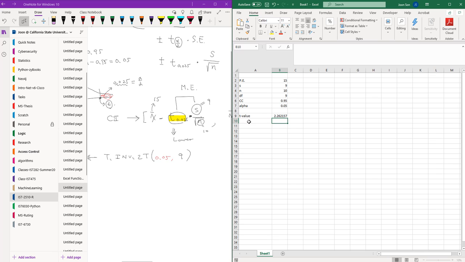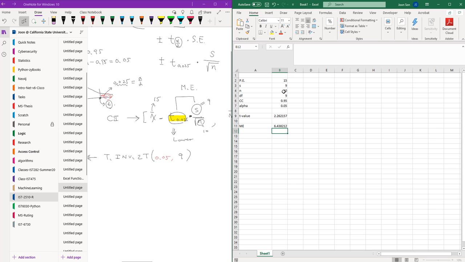Now I can calculate the margin of error, ME. My margin of error is t times s divided by root n. So basically it's this t value multiplied by the sample standard deviation, which is this guy, and divided by the square root of n. Where's n? Okay, there's n. So that's my margin of error.